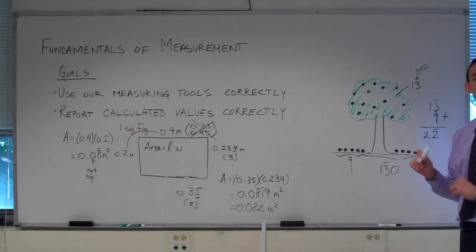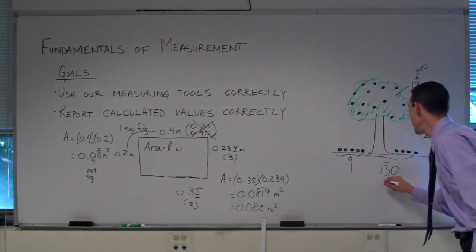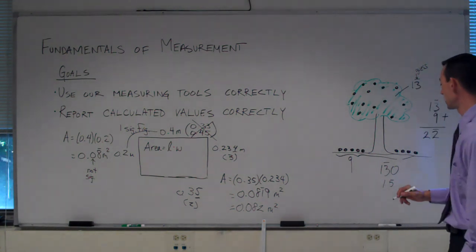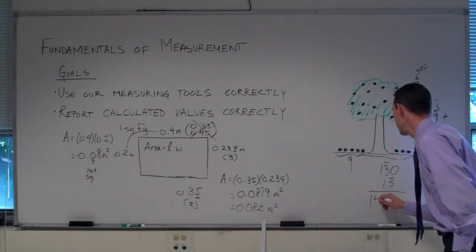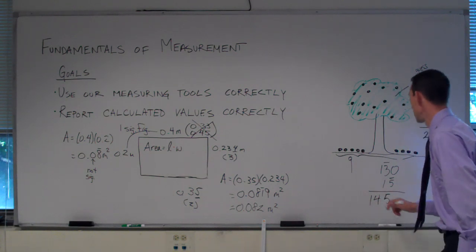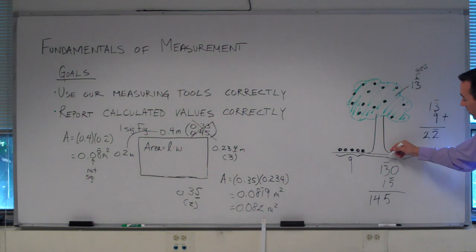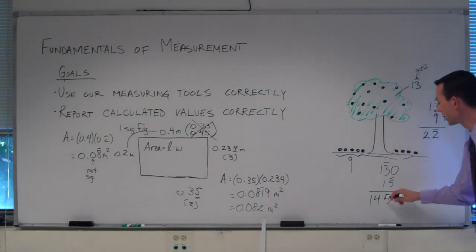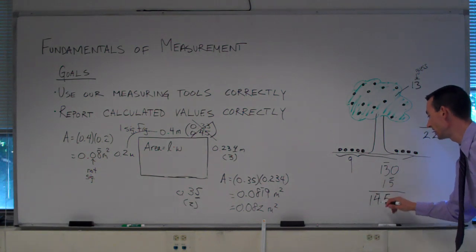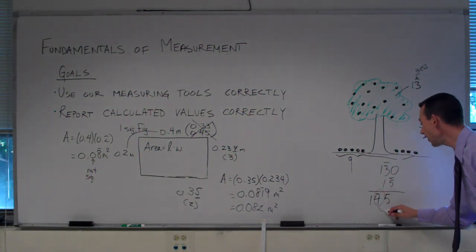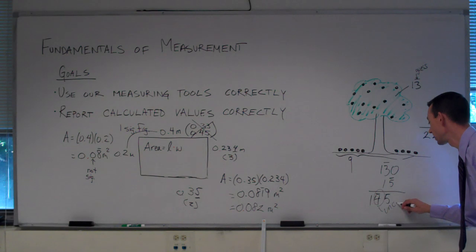And under this tree, we saw 15 apples on the ground. So our 5 is our guess. When we add these two values, because the 130 has uncertainty here, as soon as we add this 10 to it, this 4 now has uncertainty in it.